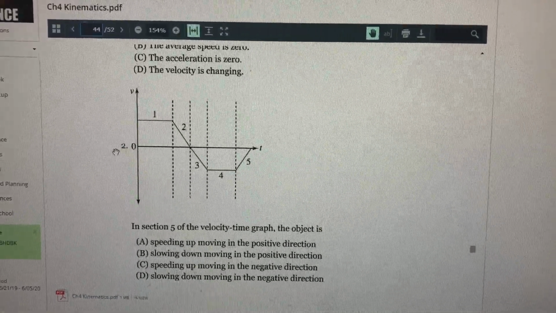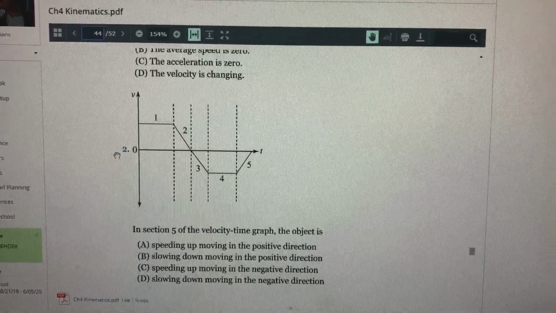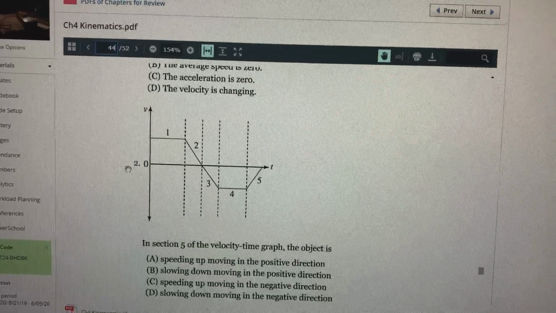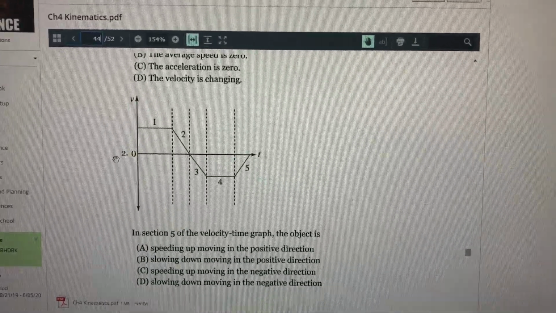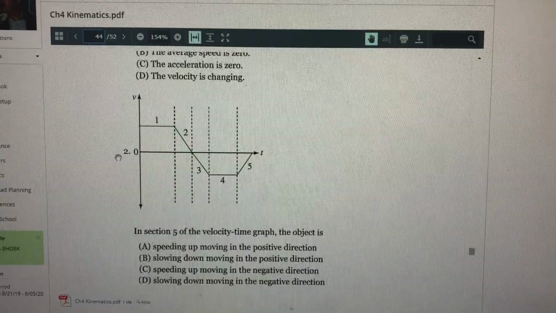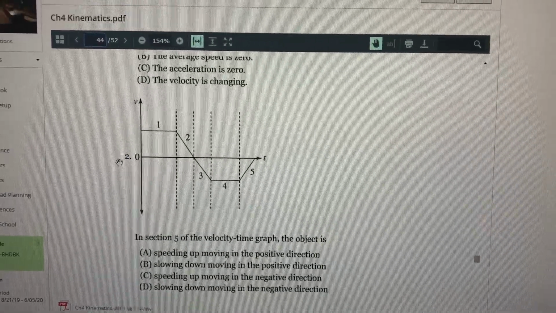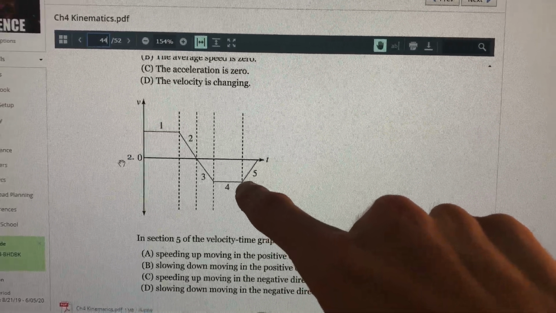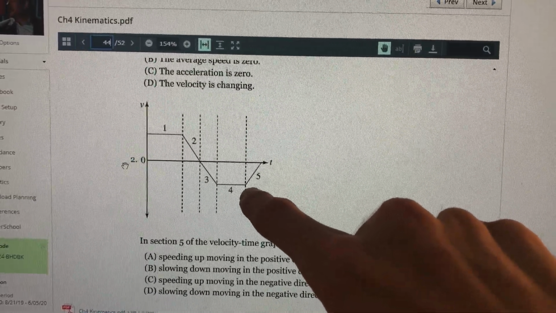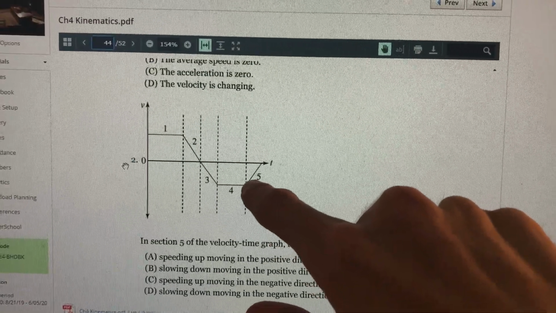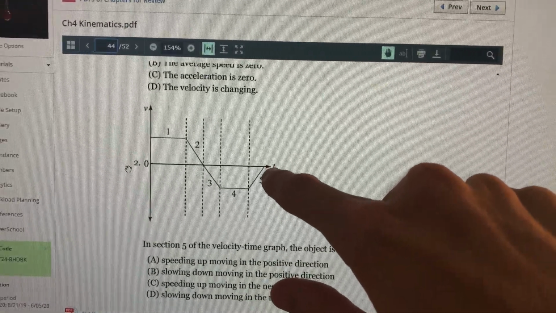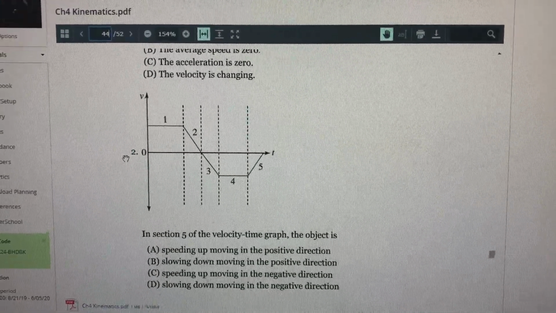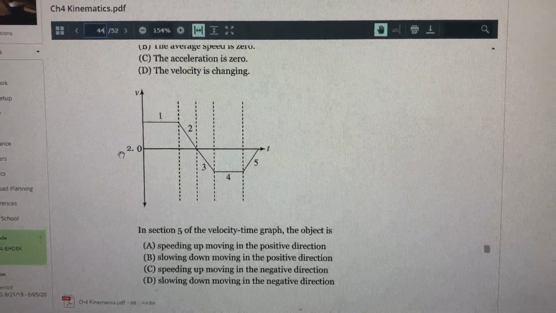If we just look in section 5, we can see that the velocity is negative. At every point in section 5, it's below the x-axis. So the part where the object is moving in the negative direction, we could get that. It has a negative velocity the whole time. But what's happening to that velocity? Initially right here, we've got a velocity of a larger negative number. So this could be like -3 meters per second. And then it goes to 0 here. So if the object goes from -3 meters per second to 0, the object is actually slowing down.